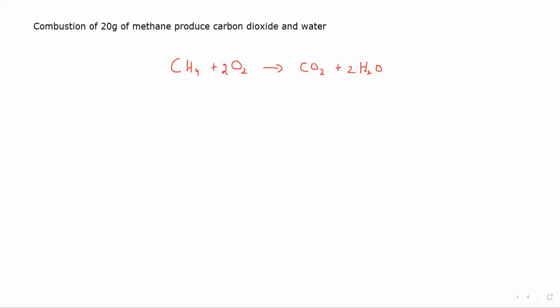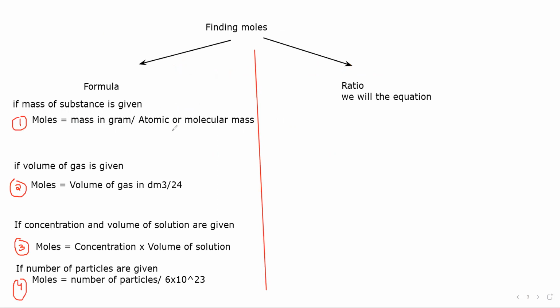Now the question, the first part: find moles of methane reacted. So how do we get the moles of methane reacted? The mass of the methane is given, mass in grams. So which formula will I use to get the moles? If mass is given, I will use the first formula, moles equal mass in gram divided by atomic mass or molecular mass.